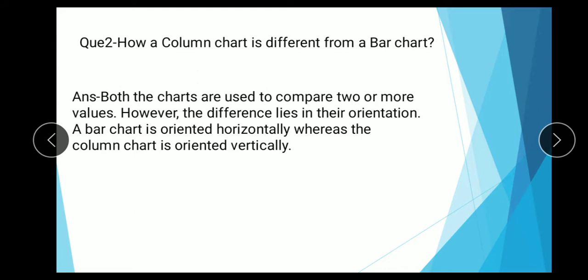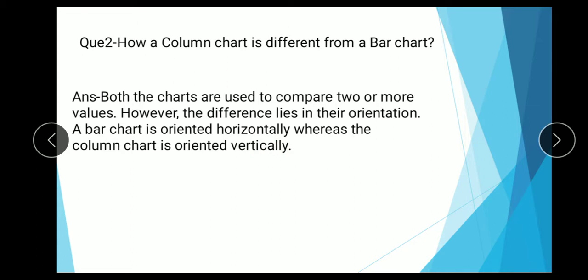Question number 2: How is a column chart different from a bar chart? Both charts are used to compare two or more values. However, the difference lies in their orientation. A bar chart is oriented horizontally, whereas a column chart is oriented vertically.